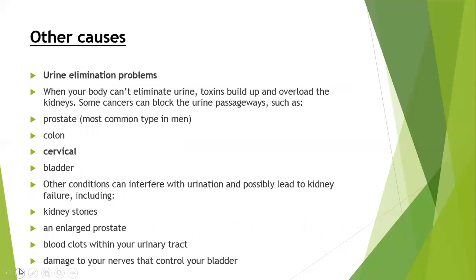Other causes: urine elimination problem. When the body can't eliminate urine, toxins build up and overload the kidneys. Some cancers can also block the urine passageway. Prostate is the most common type in men. Some people have prostatomegaly, which is very common. Colon, cervical, bladder. Other conditions can interfere with urination and possibly lead to kidney failure, like kidney stones, we know the renal calculi, enlarged prostate, blood clots within your urinary tract, and damage to the nerves that control your bladder. So these are other clinical causes that can also lead to chronic renal failure or kidney disease.